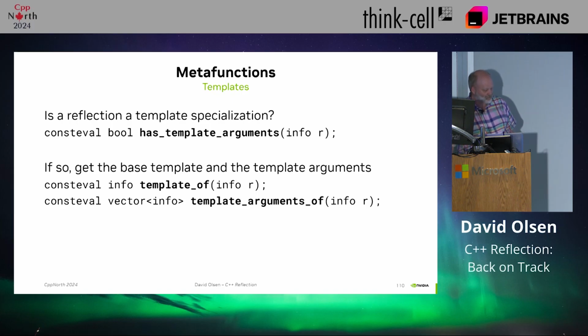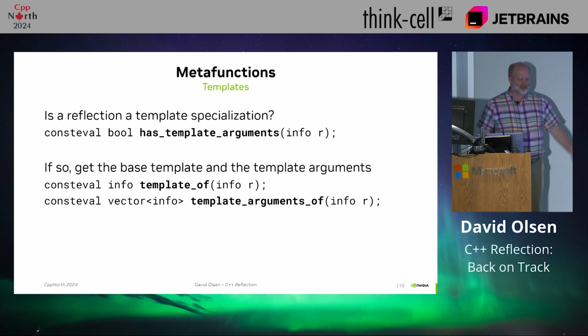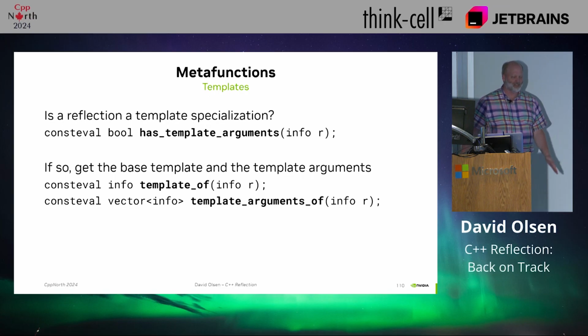And then, right, if it does have template arguments, you can get what those template arguments are. It'll return a vector of the reflections of the arguments. And you can also get the base template, a reflection of the base template. So if we had a reflection of vector<int>, we call template_of, it'll give us a reflection of the vector template itself, the base template. And calling template_arguments_of, it'll give us int and std::allocator<int>, because those are the template arguments of the specialization vector of int.